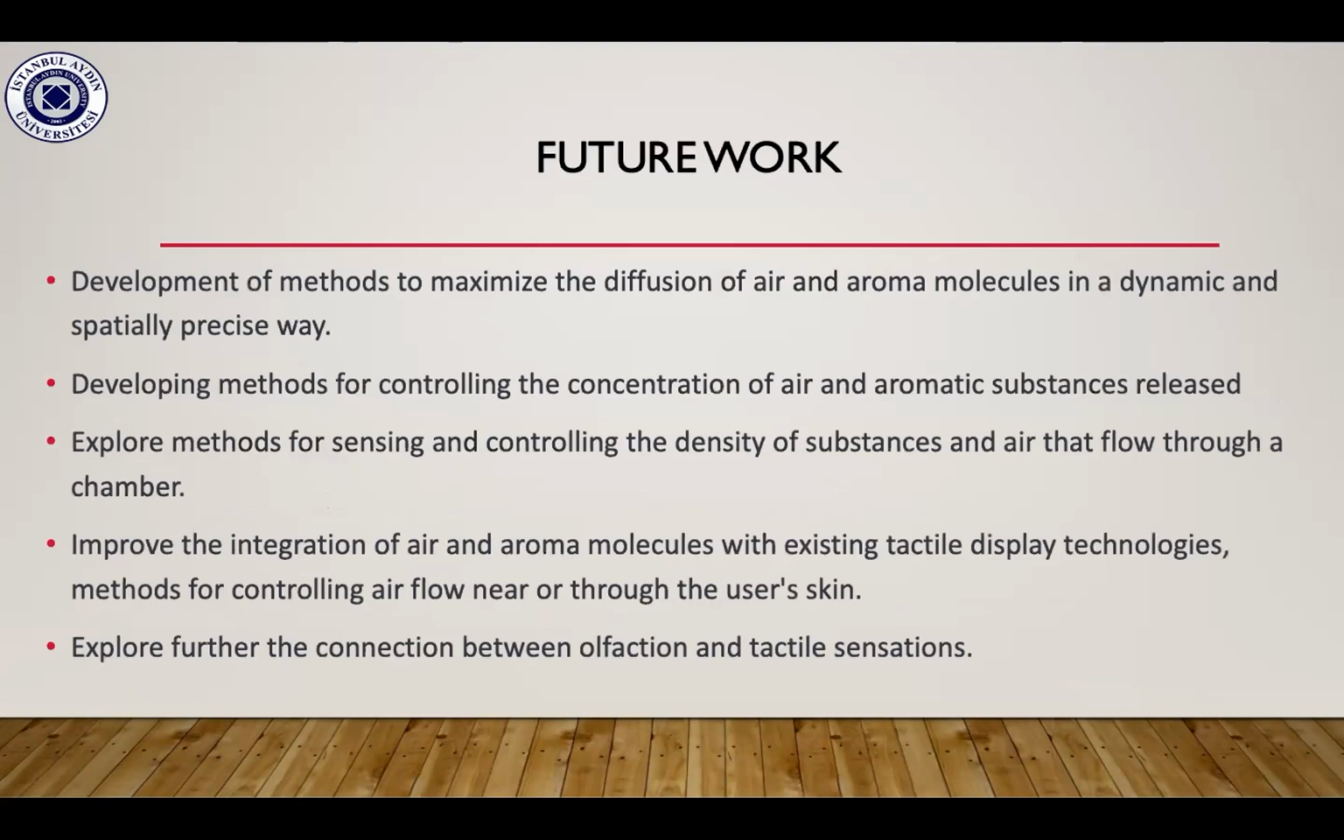About the future work of this method or this machine: development of a method to maximize the diffusion of air and aroma molecules in a dynamic and spatially precise way. Developing a method for controlling the concentration of air and aromatic substance relation. Exploring methods for sensing and controlling the density of substance and air that flow through a chamber.